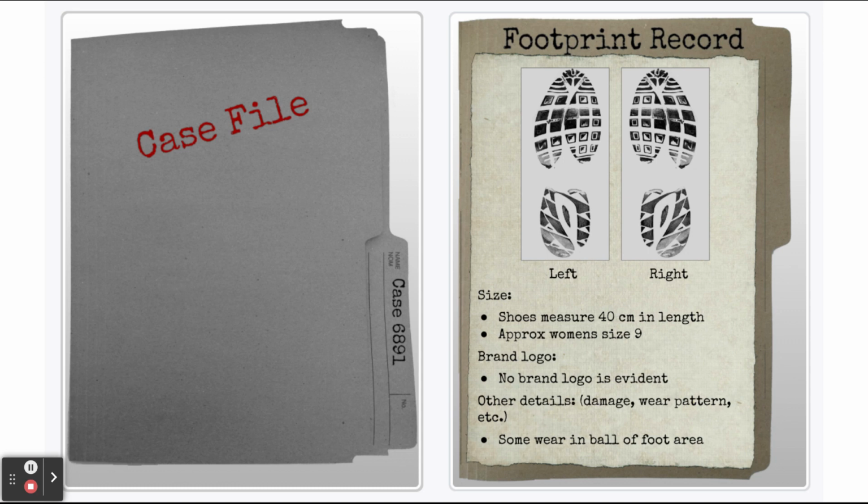Here you can see the footprint record. We have a left footprint and a right footprint. And this student has filled in the appropriate information to describe these shoes, how long they are, what size that correlates to approximately, whether or not there's a brand logo evident, and other details like a wear pattern or any damage.